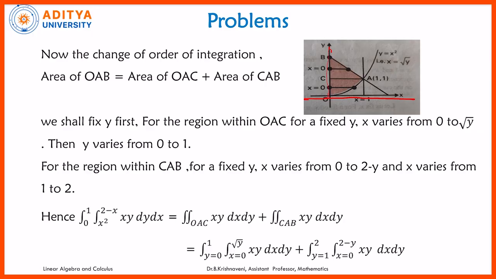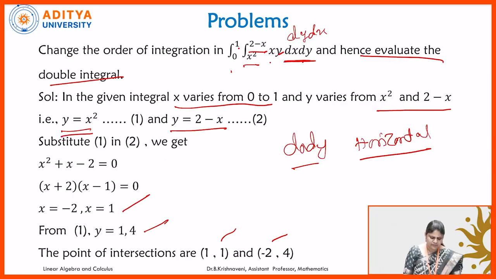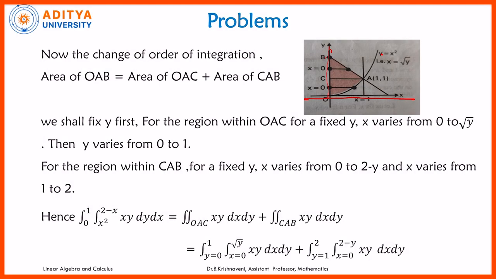integration. One is the parabola, y is equal to x square, the other is the line x plus y is equal to 2. Here is the parabola, x square is equal to y, and here is the line x plus y is equal to 2. And the region is this, the dotted area in the figure.